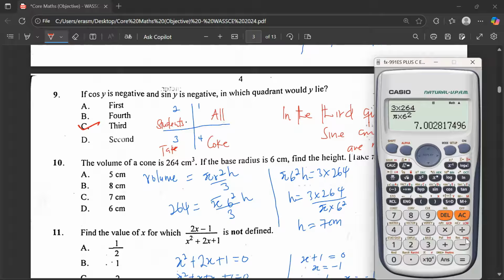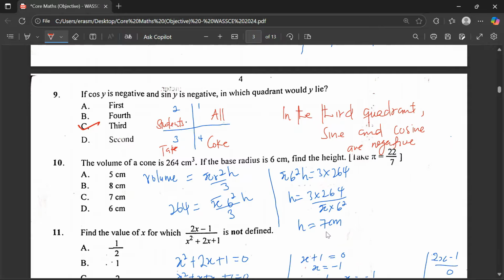And that is 7.028, which equals 7. So that is the right answer. Remember, you could also substitute 22 on 7 as pi, right?